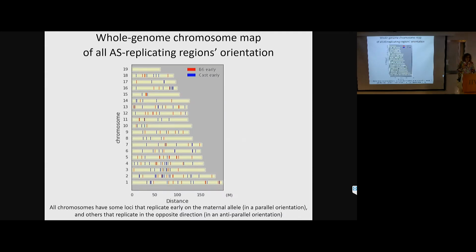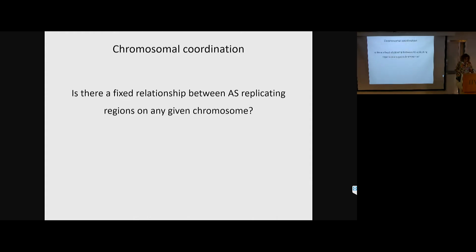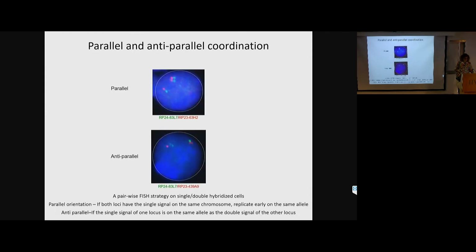And this is absolutely not true, because as you can see here, I marked in red the B6 early, and in blue the Castaneus early, and for almost every chromosome you see asynchronous replicating regions. Some of them are early on B6, others are early on Castaneus. So then we ask, is there a fixed relationship between asynchronous replicating regions on any given chromosome? For that, we looked for parallel and anti-parallel coordination.